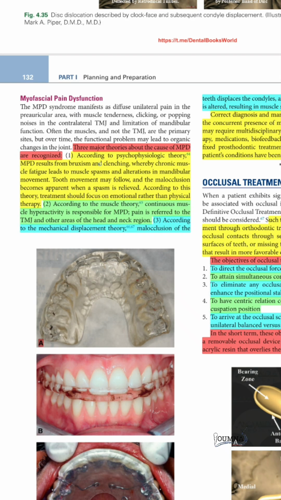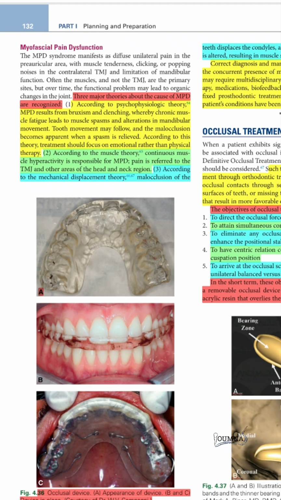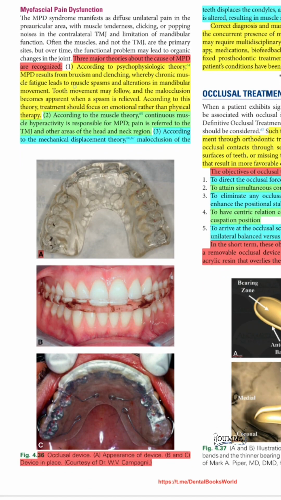There are three major theories about the cause of this syndrome. The first one is psychophysiologic, which means that the parafunction and the clenching that is happening is causing chronic muscle fatigue and leading to muscle spasms and an alteration in the mandible movement. So the treatment should focus on emotional rather than physical therapy.